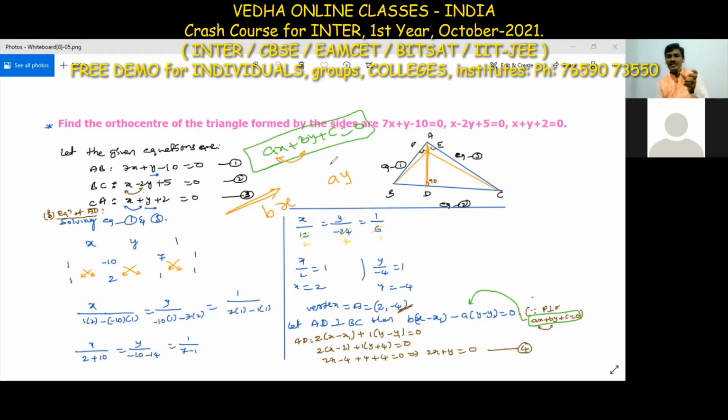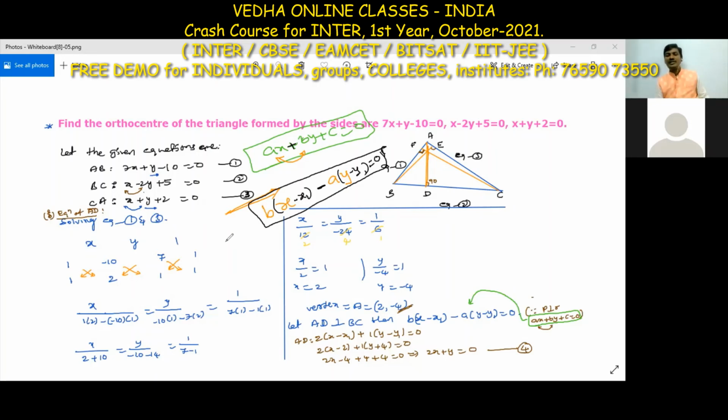Do you have any doubt in this? No doubt, right? B I am writing to x, A I am writing to y, interchanging the x and y coefficients. After writing that, from x subtract x1, from y subtract y1. In the middle we have a plus symbol, just change that symbol to minus, equal to 0. This is the formula: b into x minus x1 minus a into y minus y1 equal to 0.